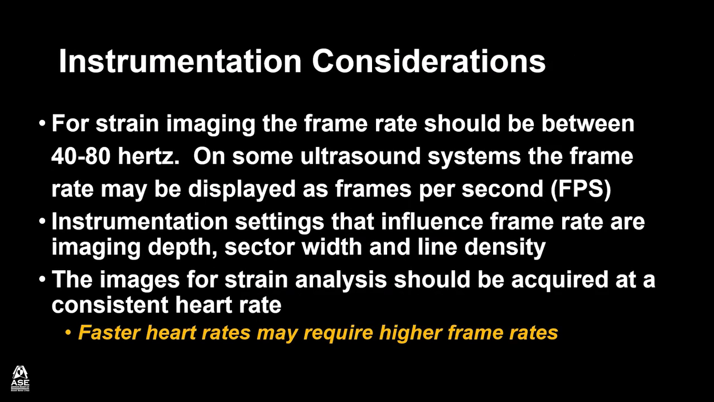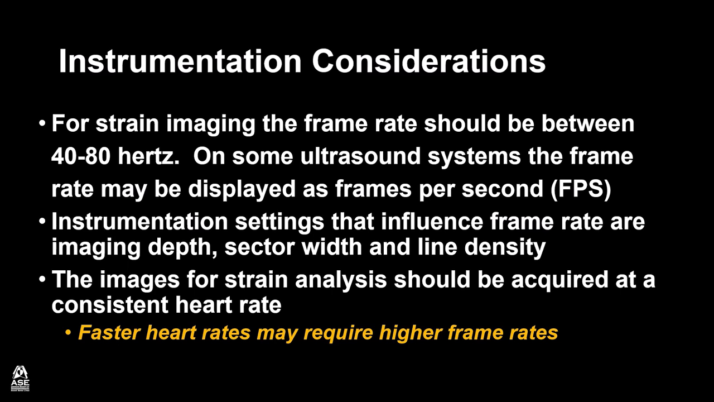For strain imaging, the frame rate should be between 40 to 80 Hz. On some ultrasound systems, the frame rate may be displayed as frames per second, or FPS. Instrumentation settings that influence frame rate are imaging depth: the shallower the depth, the higher the frame rate; the sector width: the narrower the width, the higher the frame rate; and line density: the fewer lines written, the higher the frame rate.